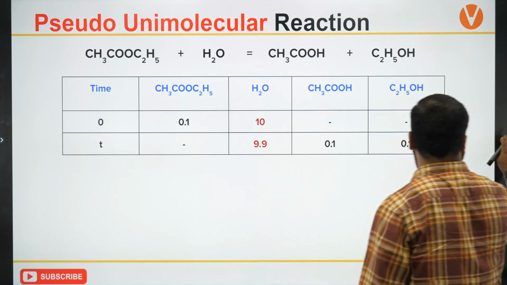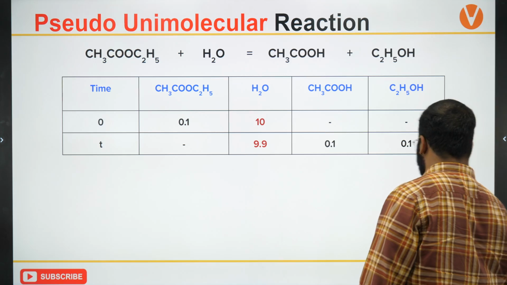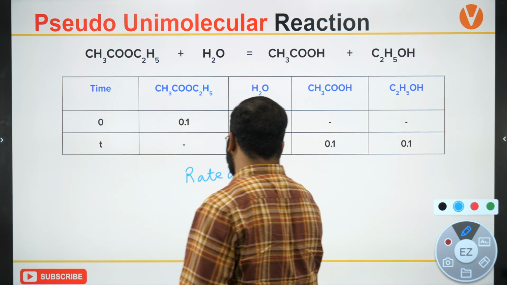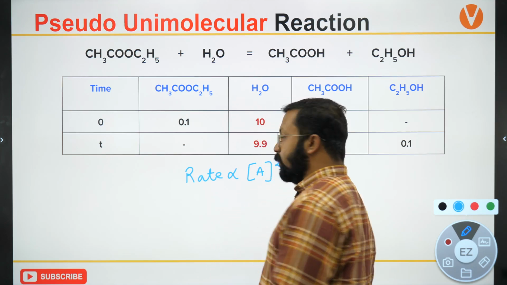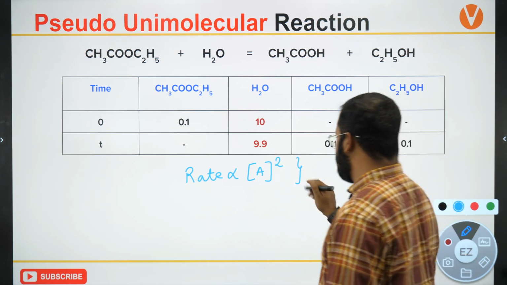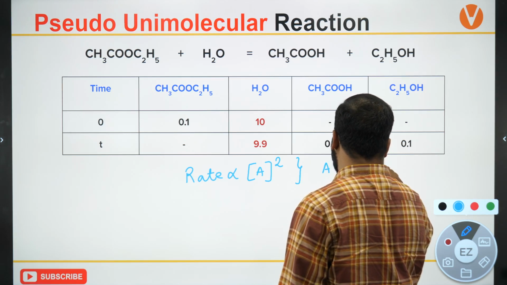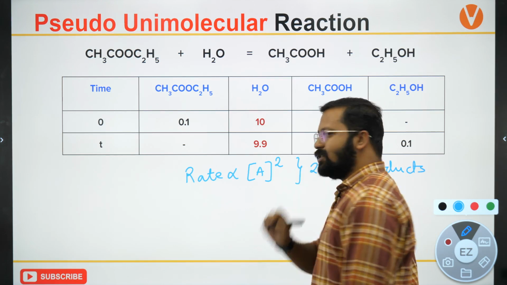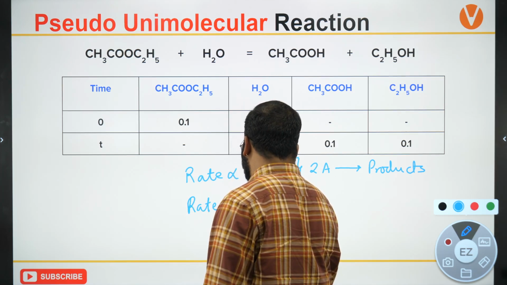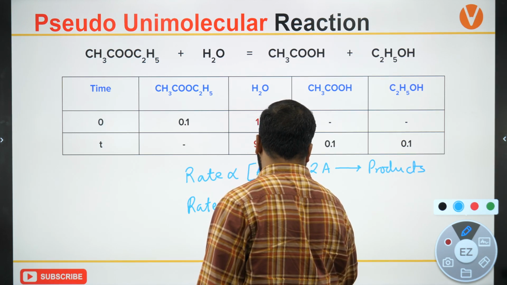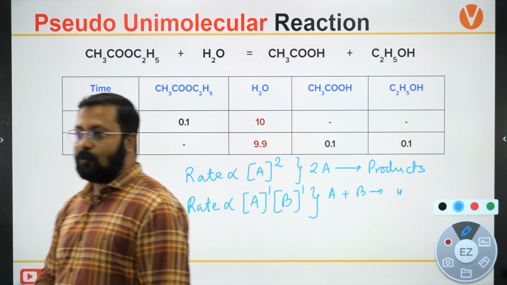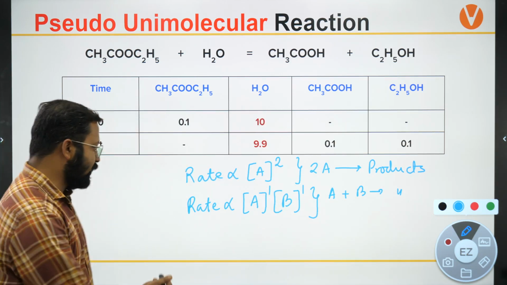We had talked about a case where rate is proportional to just one reactant whole square. This is exclusively for a reaction which has this representation: A changes into products, 2A changing into products. Another is for rate which is proportional to A to the power 1 and B to the power 1. This is for A plus B changing into products. So when we talk about a pseudo unimolecular reaction, we are taking the second case into consideration.